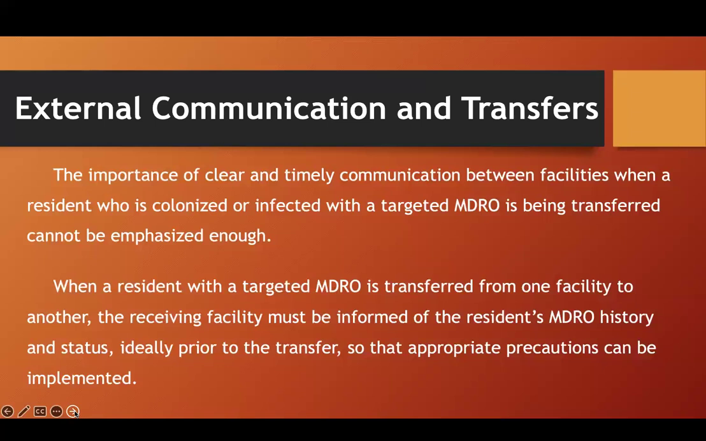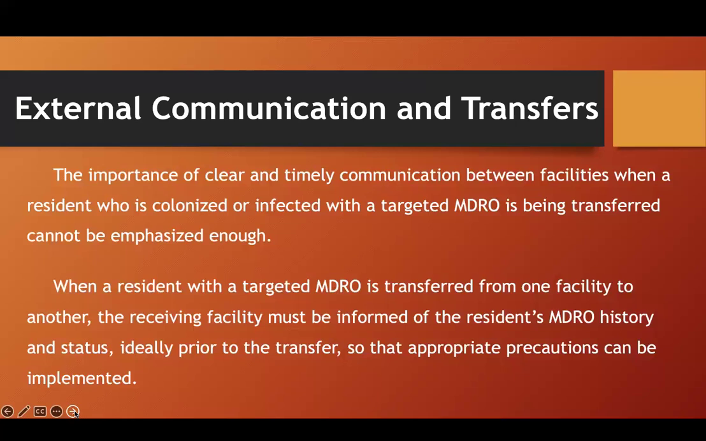When a resident has a targeted MDRO and is transferred from one facility to another, the receiving facility must be informed of their MDRO history and status. And ideally, prior to transfer, they should not get that information once the patient has arrived in their building, so that they can be ready for that patient. And by being ready, they may need to make specific room changes. They may need to put them in a designated hallway or have designated staff. So all of this is something that should happen prior to you sending a patient out. It should not happen once a patient is received by the new facility.